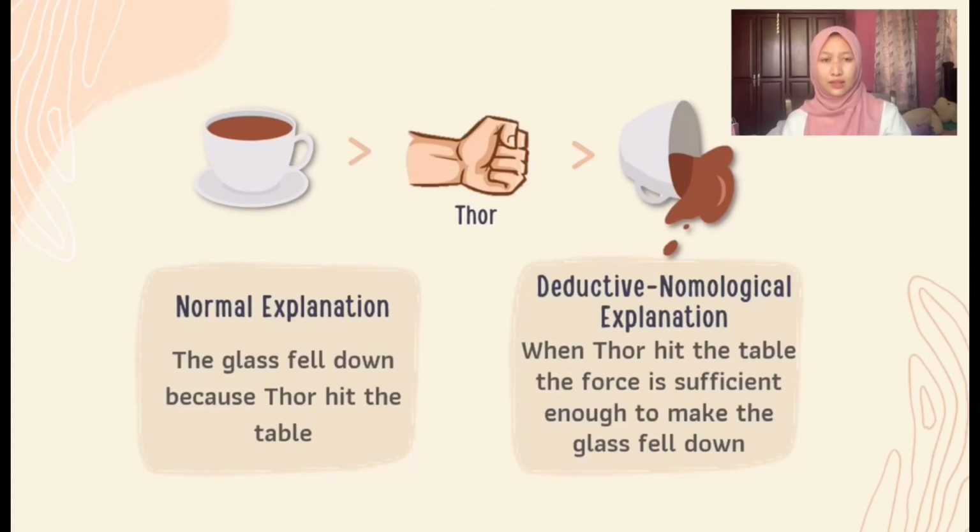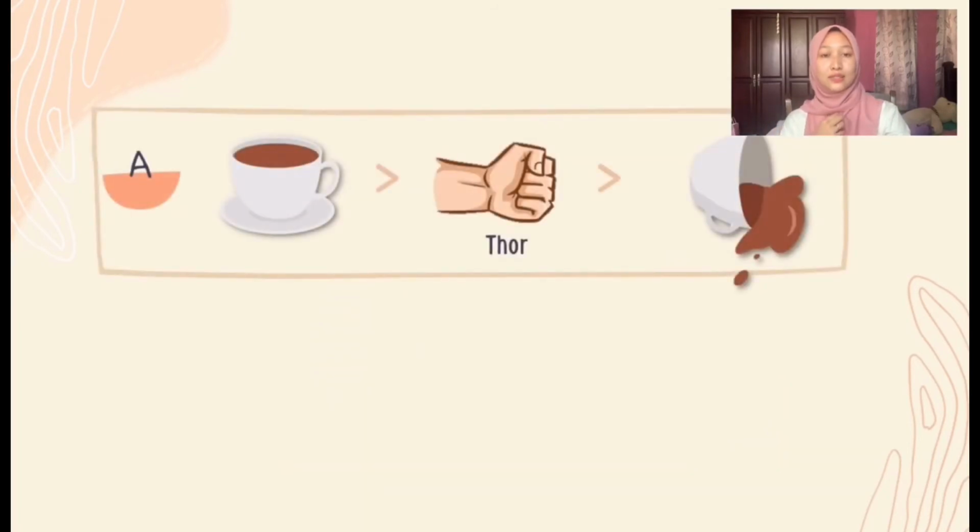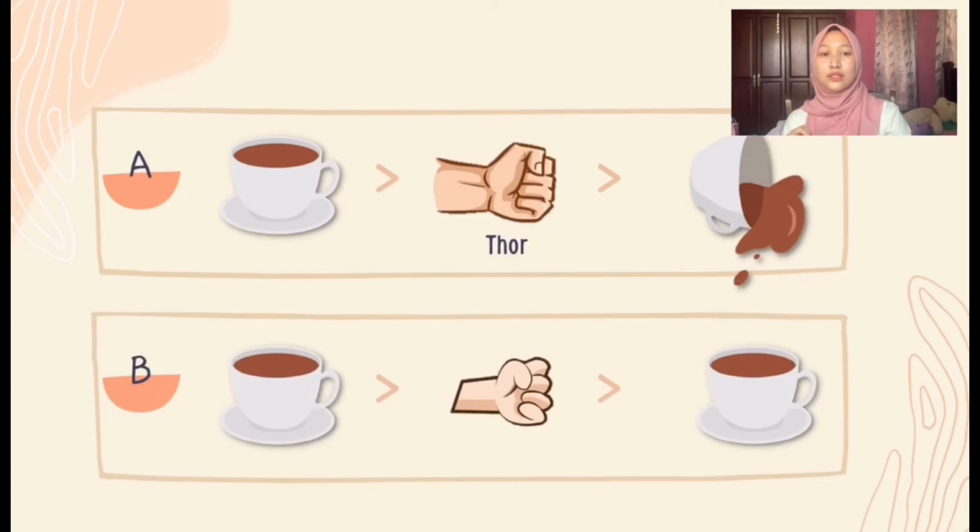So, why is the deductive nomological explanation important? Here is another example I will show you. Okay, as you can see here, there are two situations, situation A and situation B. Situation A is like the previous example. Thor hit the table and the glass fell down. Meanwhile, situation B is different compared to situation A, because in this situation, another person hit the table, which is Peter Parker. But the thing is, the glass is still there. It doesn't fall down.